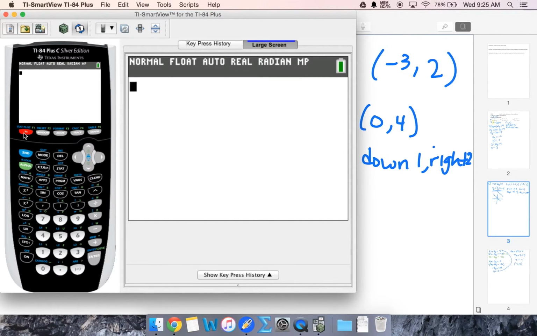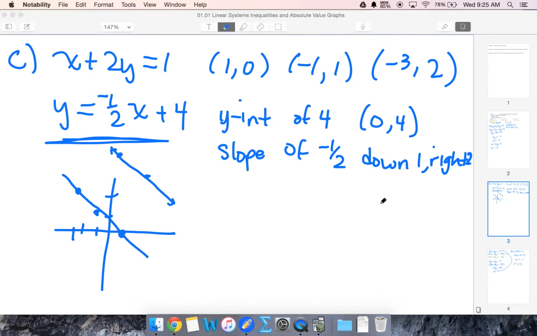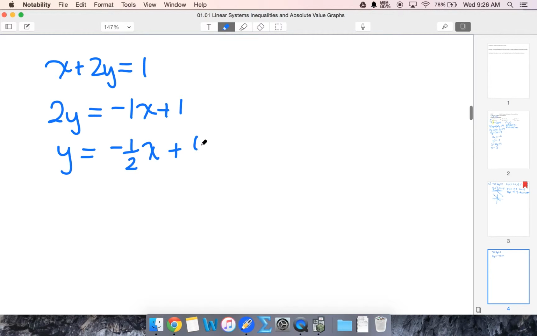So in my calculator, I'm going to go to y equals. For this first line, notice it's y equals, so I have to get the y by itself. That means in this first equation, we have to isolate the y. So I'm going to put in yet another page. I had x plus 2y equals 1. Subtract x from both sides. 2y is negative x plus 1. And I put the negative 1 in there just to remind me that there is a coefficient in front of the x. Divide everything by 2, negative a half x plus a half.